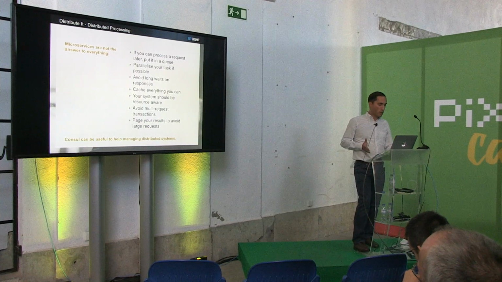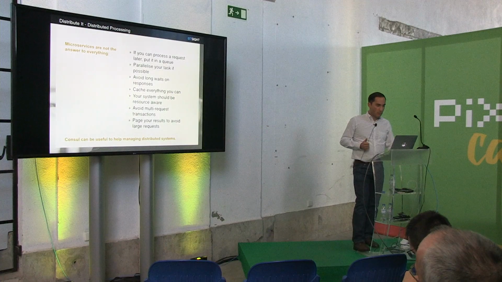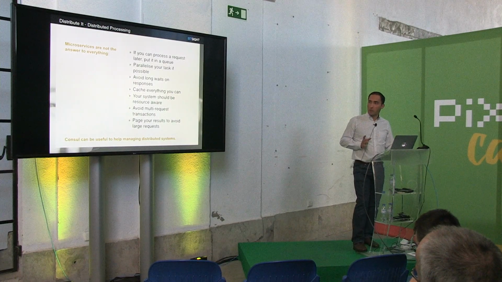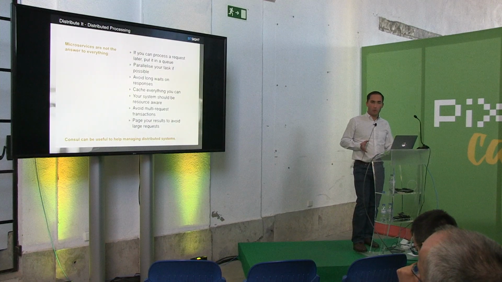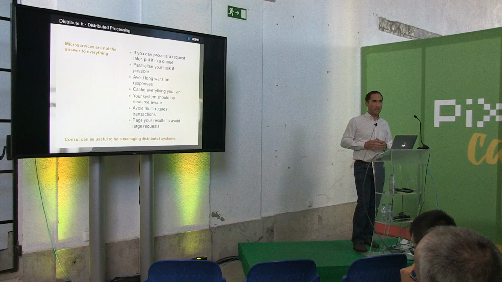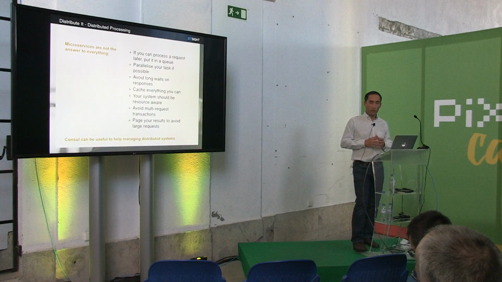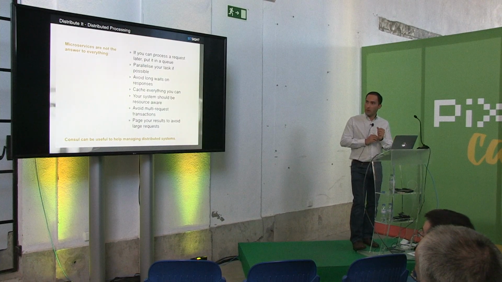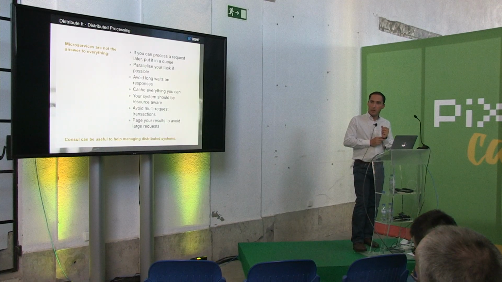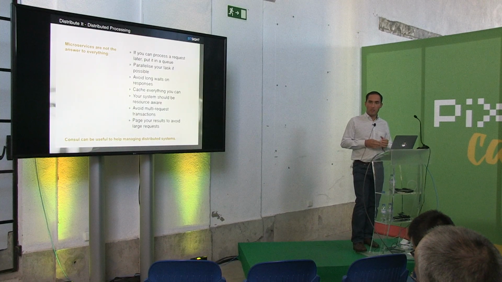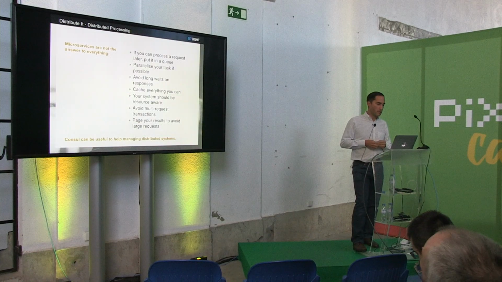It's a win-win situation. On microservices, it's a very good practice to avoid multi-request transactions. So if you have a transaction that needs to do transactions on three different systems, try to avoid it, because it's very complex to go back on the failed transactions. You need to have mechanisms to revert your failed transactions.